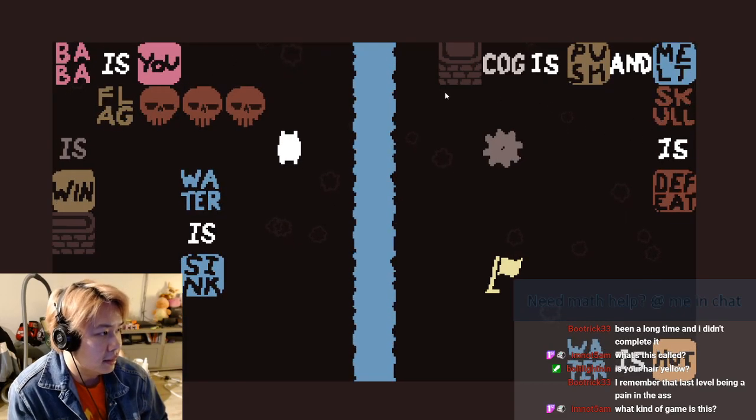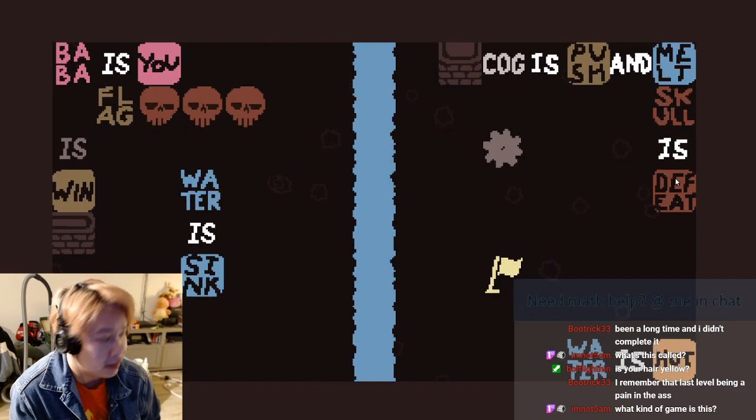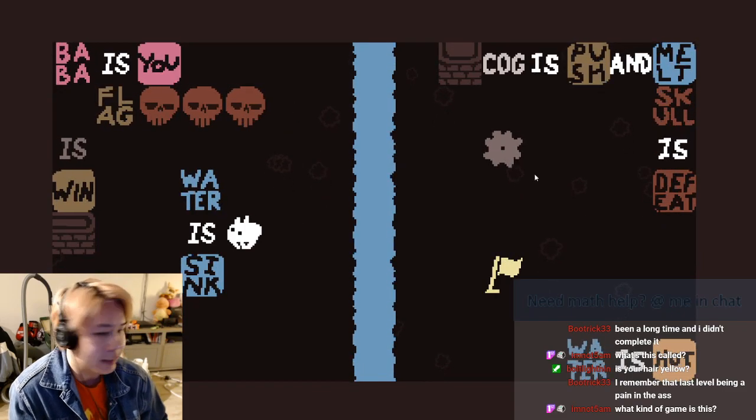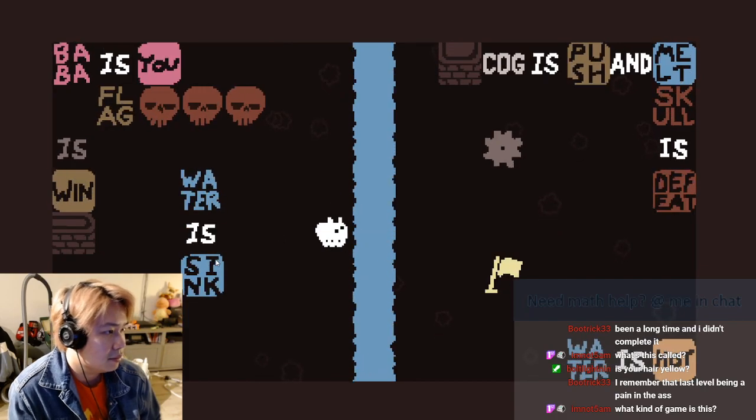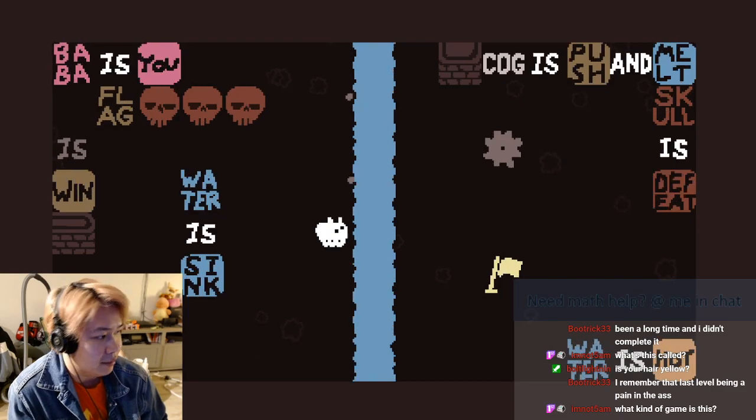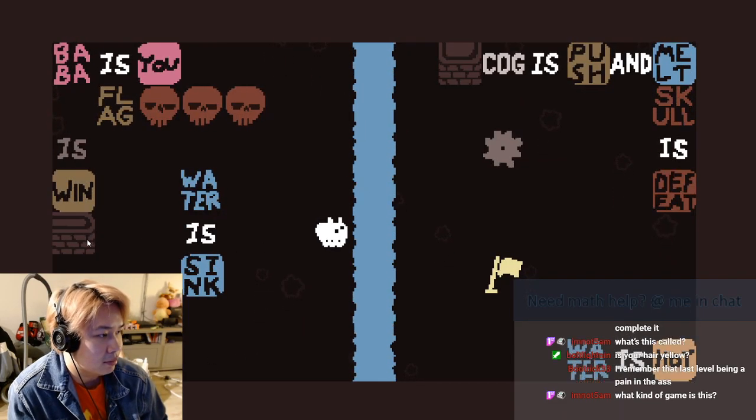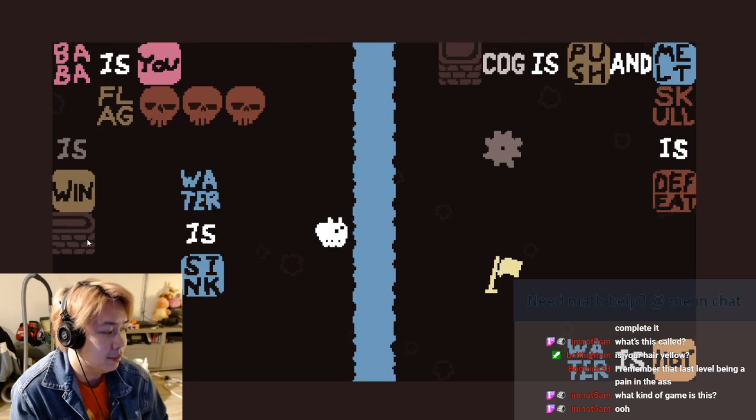Now the skulls are right here, and that's defeat, so that means that if I touch it, I get defeated. The water right now is sink, so if I touch the water, then I sink. And then you can't see it, but behind my camera it says the wall is stop, so that means the walls, well, they stop you. You can't go through them.